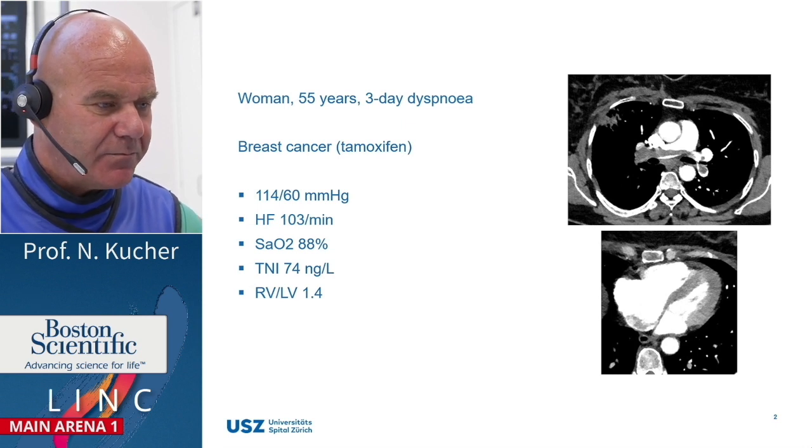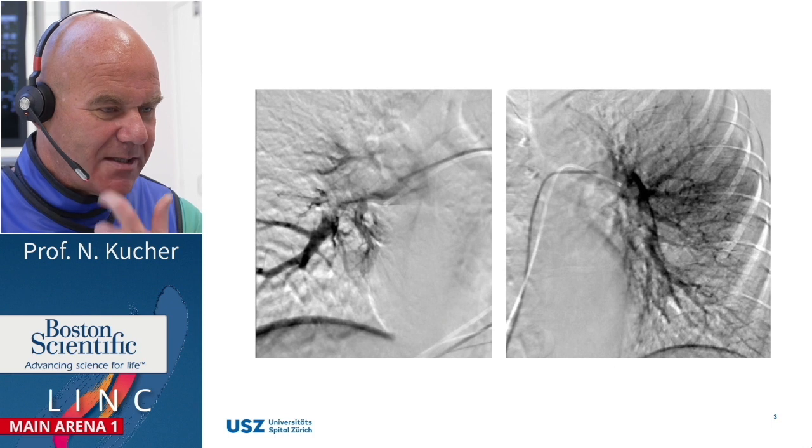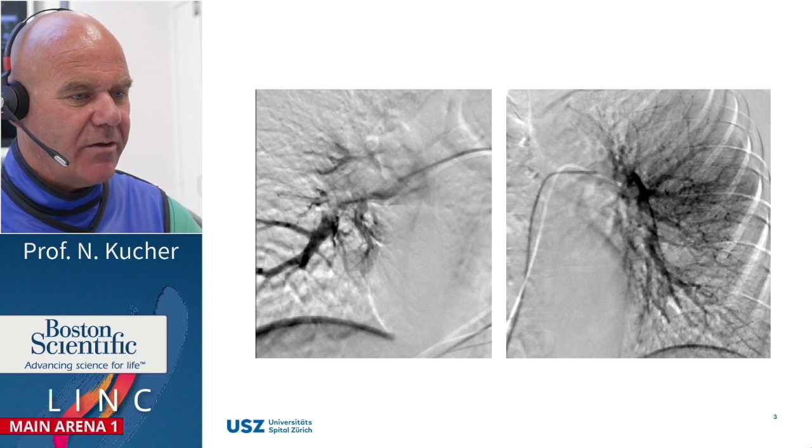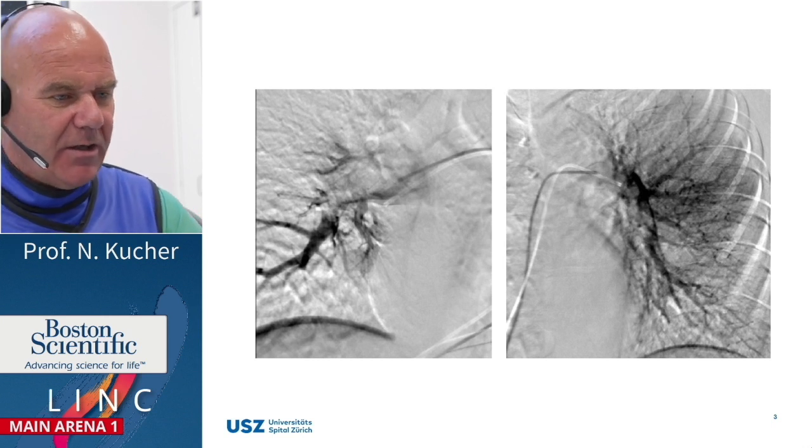Next slide, please. This is just the still frames of the angiograms. On the left panel, you see an obstructive thrombus in the right pulmonary artery, and you see a partially occluding thrombus in the lower lobe pulmonary artery on the left side.